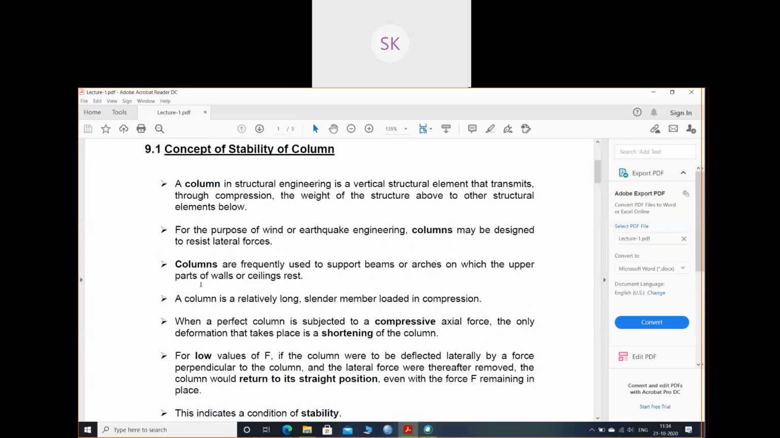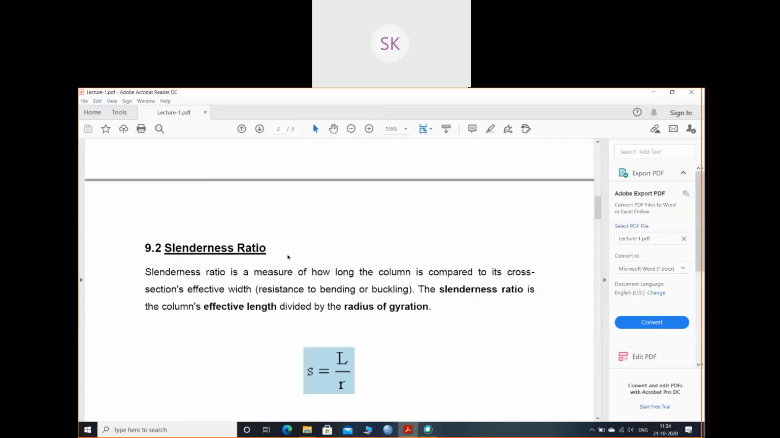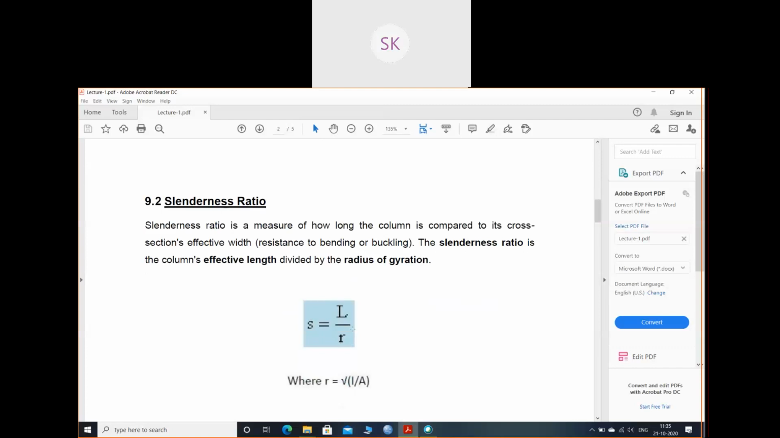And what is lateral load? The load applied perpendicular to the column. Now there is one more important definition, slenderness ratio. What is slenderness ratio? It is a measure of how long the column is compared to its cross-sectional effective width. It is the effective length divided by the radius of gyration. We'll discuss what the radius of gyration is, but in simple terms, it is how long the column is compared to its cross-sectional effective width.